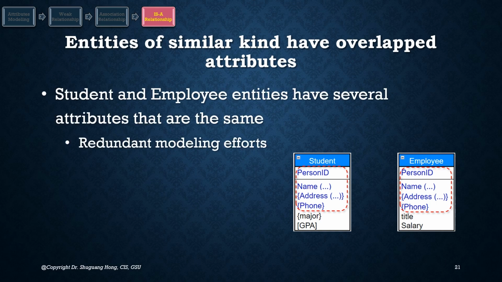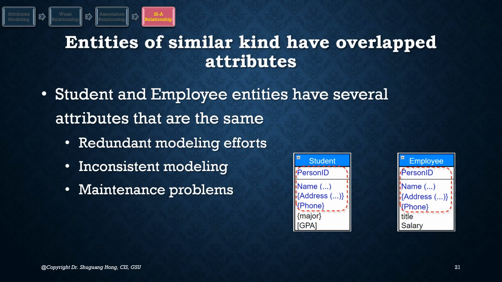Such modeling practices cause several problems. They are redundant modeling efforts, inconsistent modeling, and, consequently, maintenance problems. Those problems are like the data redundancy problems we should avoid as much as possible.